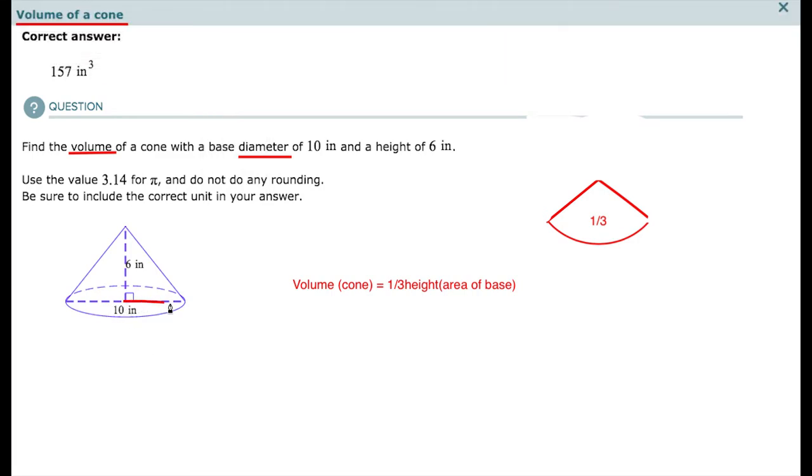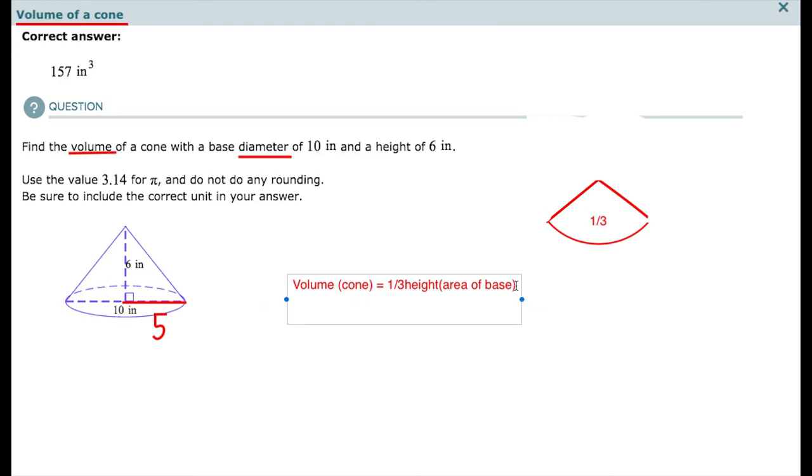Alright, so the radius is just half of the circle. The diameter is the full way across. So the radius would actually be equal to 5. Right? Okay, so the radius is 5 inches.